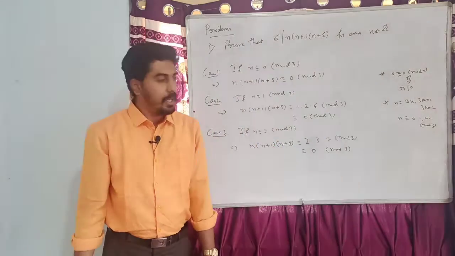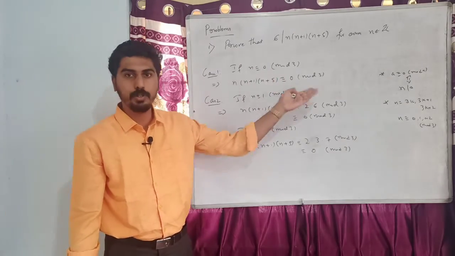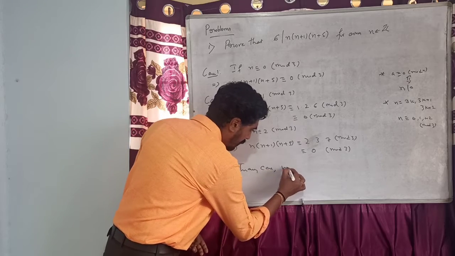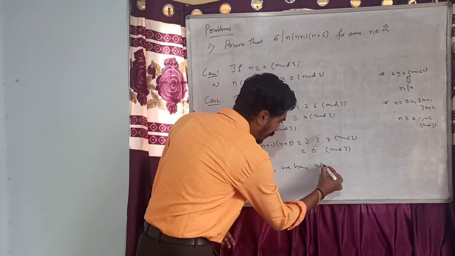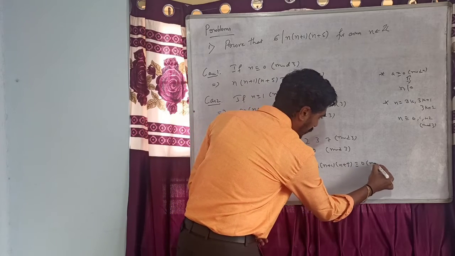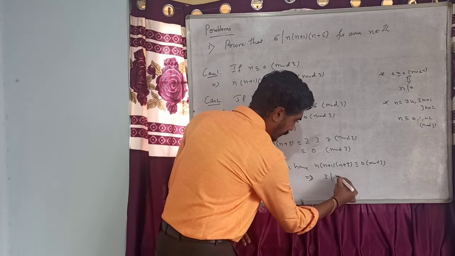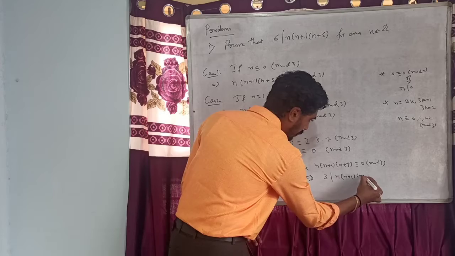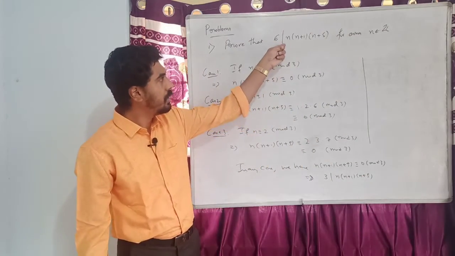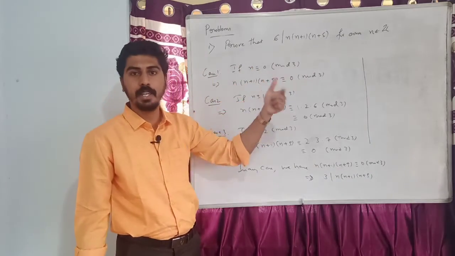Okay. In any case, we have n(n+1)(n+5) is always congruent to 0 modulo 3, or 3 divides this product. Okay. Now this product, if n is even, this product is an even number. If n is odd, n+1 is even, so this product is again an even number.